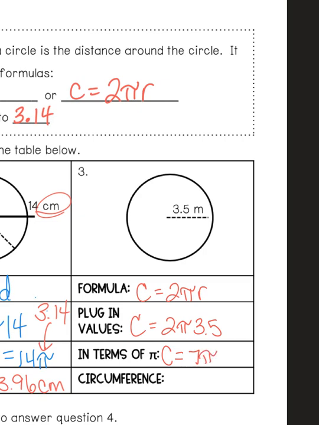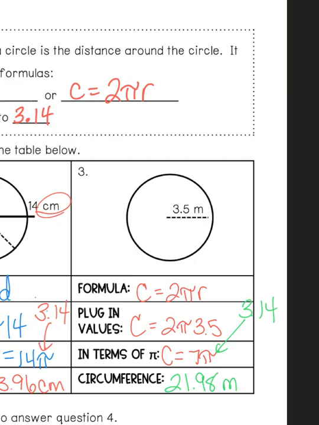And then how would I figure out what the circumference is? I'm going to plug in 3.14 for pi and multiply that by 7. So I'm going to type 7 times 3.14, and I'm going to get 21.98 meters.